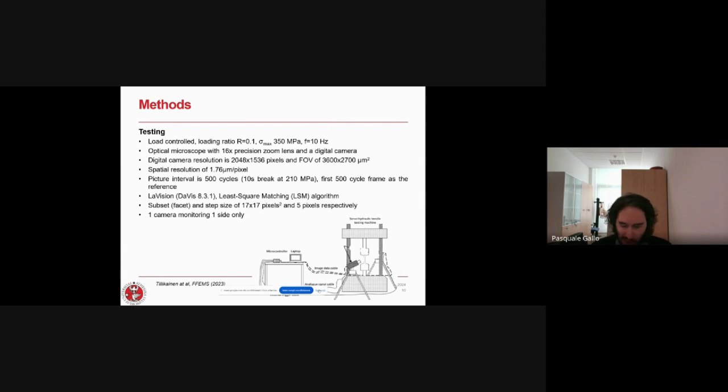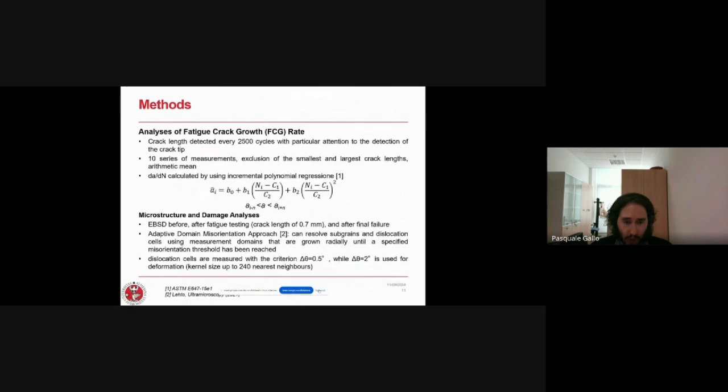It was among the first tests we did, but in further tests, to further confirm our results, we also monitored the other side. So we implemented a double camera, and we implemented automatic synchronized detection of pictures and also crack length and so on. So it was a little bit more interesting and complex. But in this case, we only monitored one side. Therefore, it becomes very important, as we will see later, to also analyze the fracture surface to see if our test is okay.